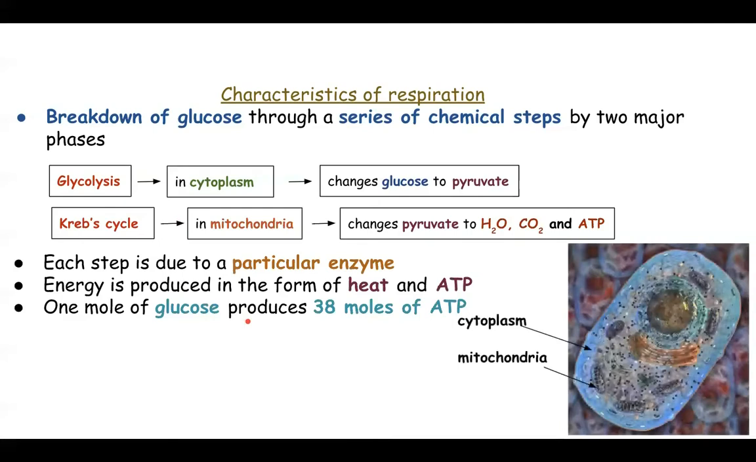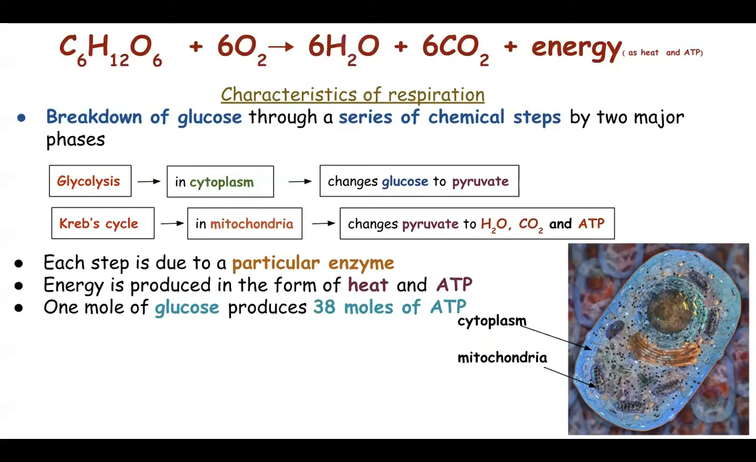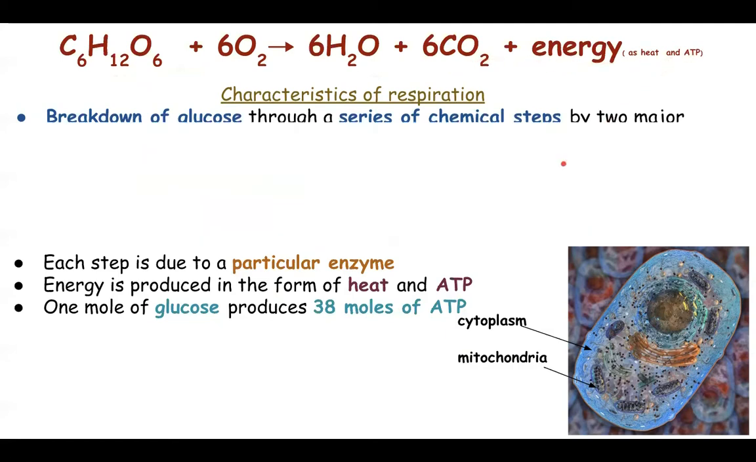And these two processes, the glycolysis and Krebs cycle, take place in the cytoplasm and the mitochondria, respectively. The entire equation of respiration is represented when glucose combines with oxygen, it forms water, carbon dioxide, and energy in the form of heat and ATP.